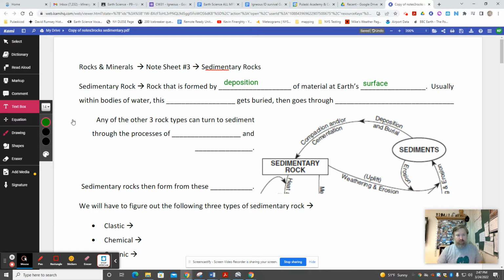Usually within bodies of water, that tends to be where most deposition took place. A lot of what I'm about to say here in this quick video, hopefully quick, is review of what we did back in weathering and erosion. That's all part of this cycle. And in fact, you can see it right here on the rock cycle, weathering and erosion. You take a rock, you go through weathering and erosion. That's the first part of it.